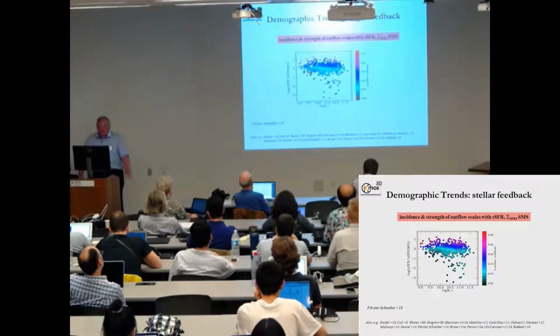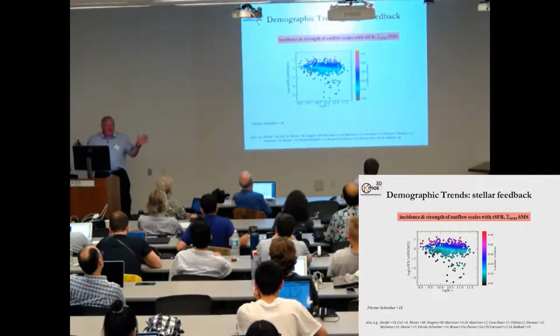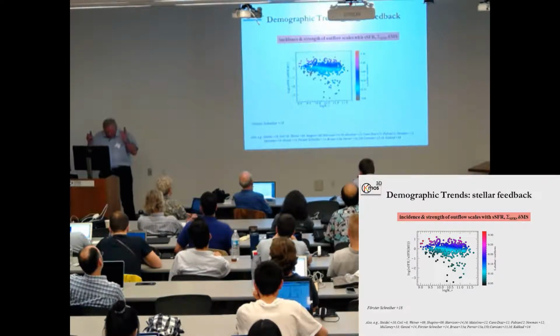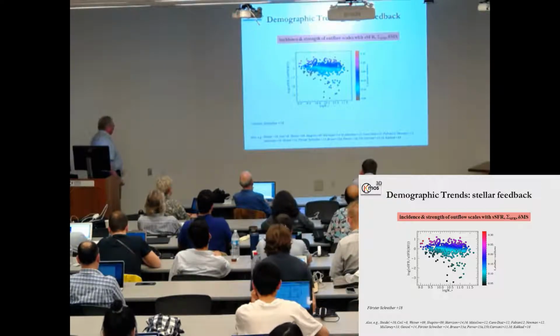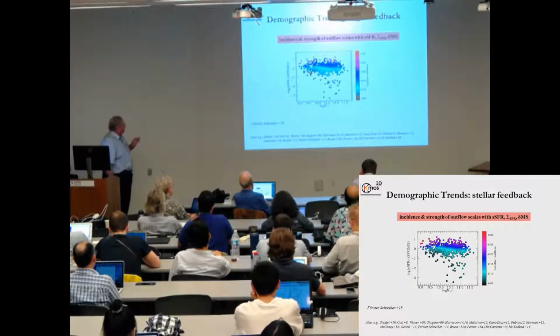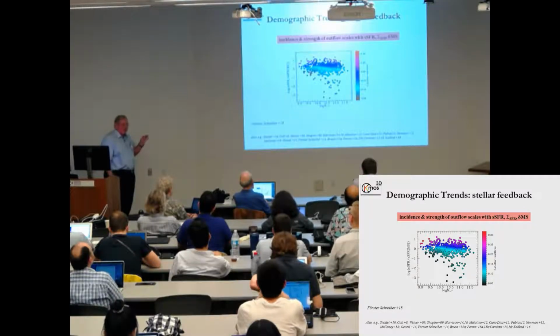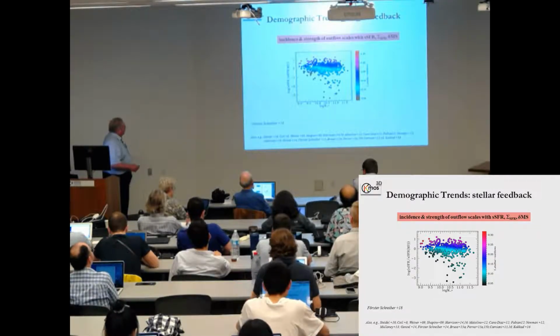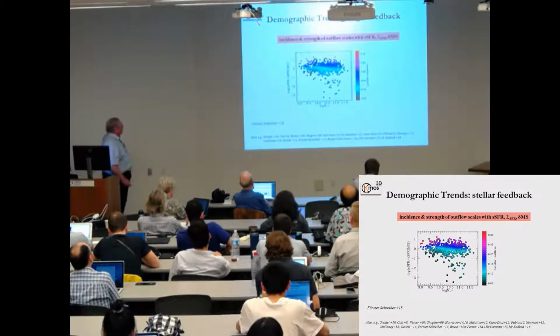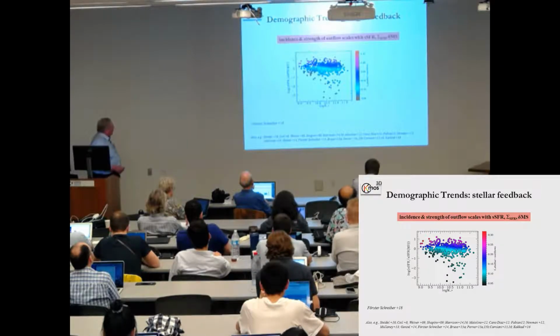Okay, now let's start with the stellar feedback. We've now separated the sample into what we think are star-forming dominated objects and AGN-dominated objects. Now we are looking at the incidence, and at the same time we can look at the strength of the outflow in star formation outflow galaxies. And here's the plot of the incidence.